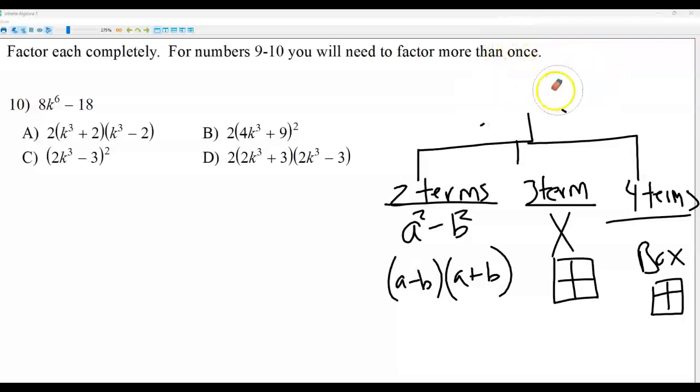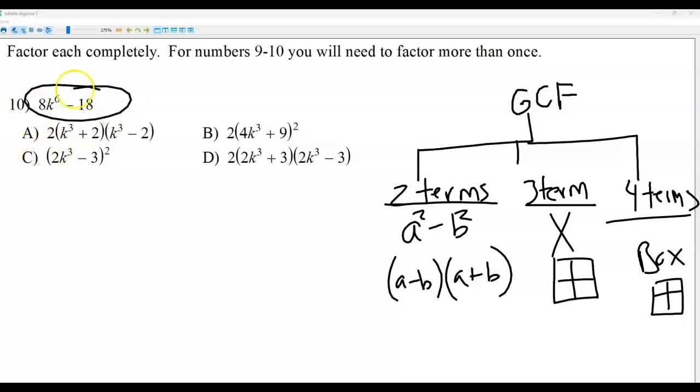So now we're going to make our chart a little bit more complete for this next exercise. We do want to start by looking for a GCF. That'll be our first step. After that, depending on how many terms it has, 2, 3, or 4, we'll use one of these strategies. And even after we do that, we may get to do it again. So let's go ahead and see where this goes.